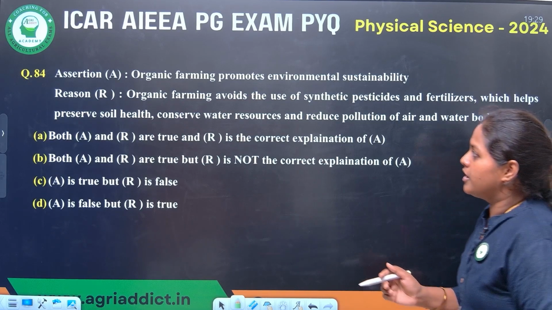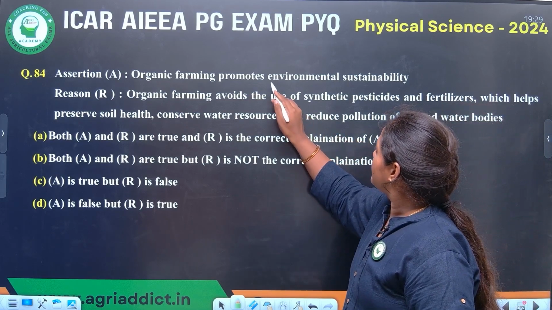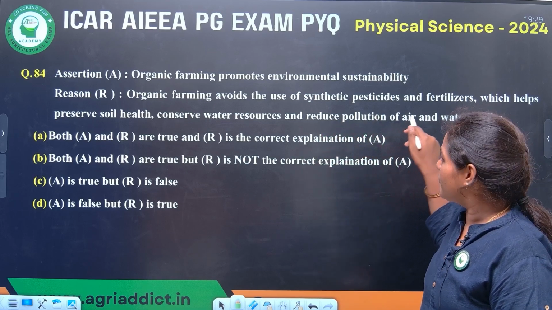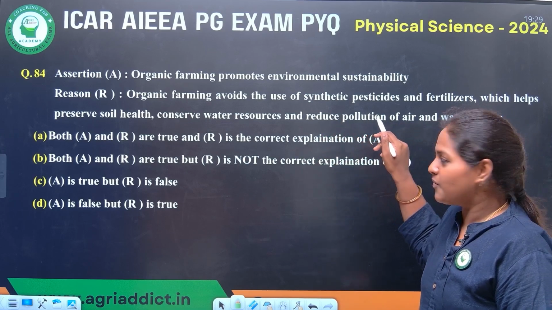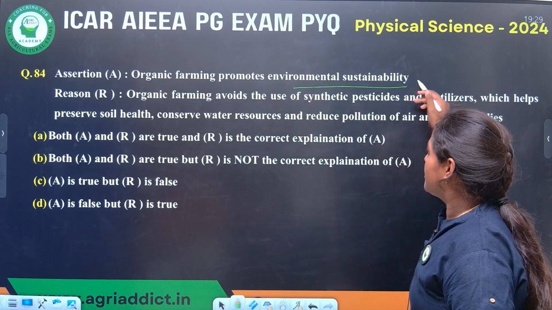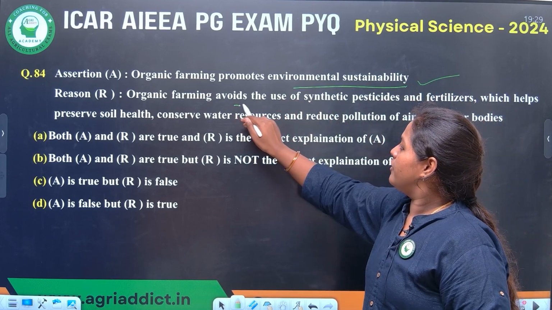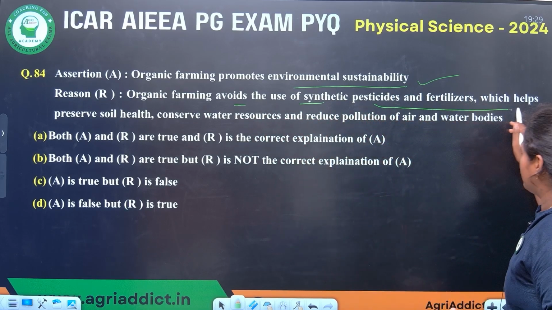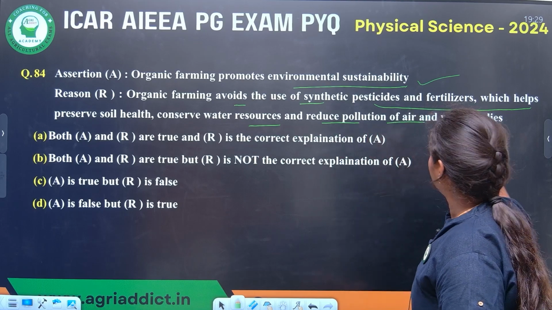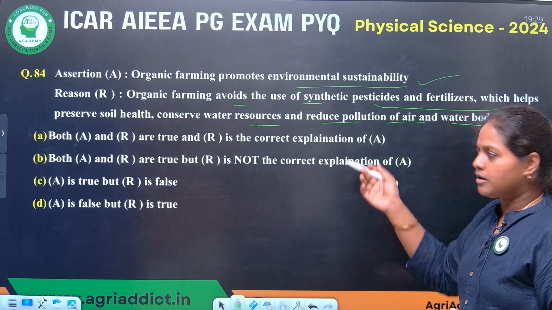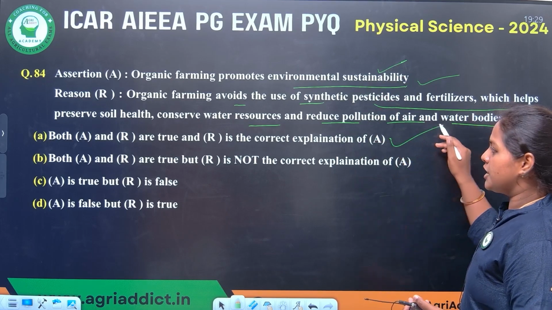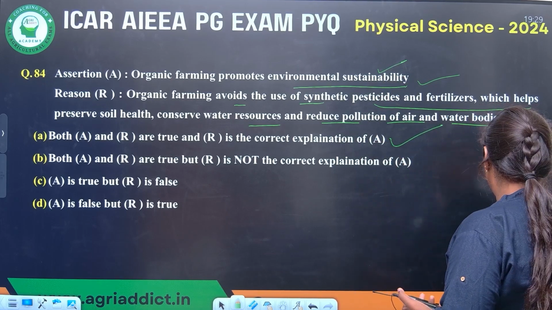Question number 84. Assertion. Organic farming again. It looks like in last year's paper, organic farming gave many questions. Organic farming promotes environmental sustainability. True. Organic farming avoids the use of synthetic pesticides and chemicals, which preserve soil health, water resources and reduce pollution. True. This also explains the way that it is promoting sustainability. Both are true and R is the correct explanation for A.